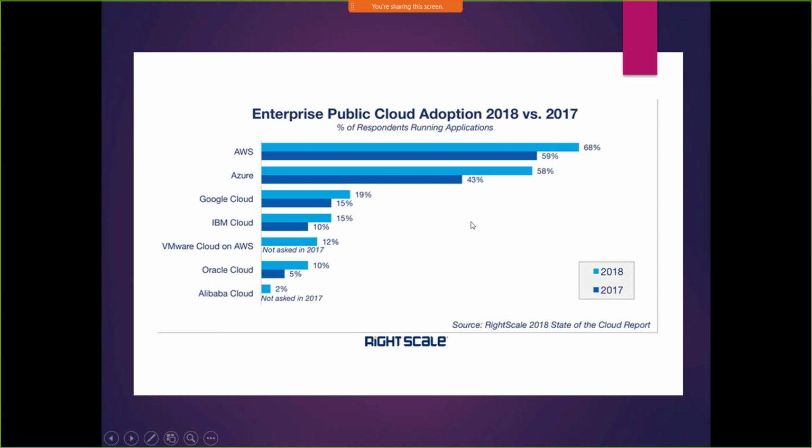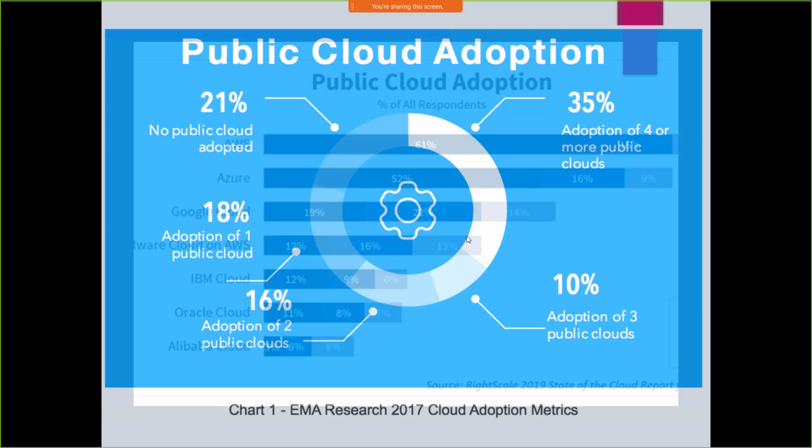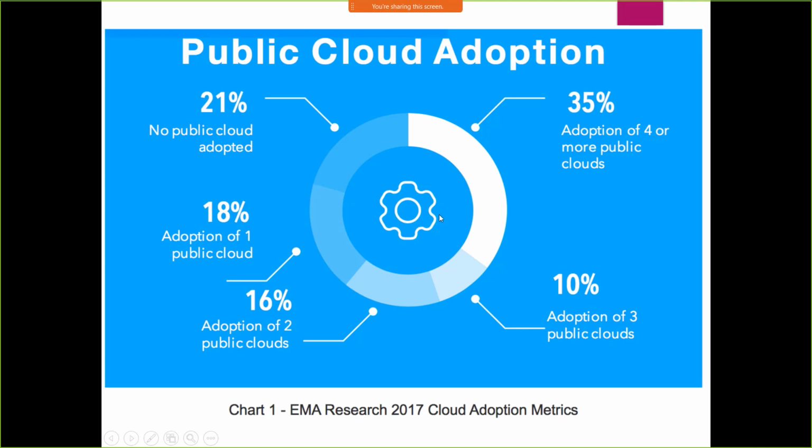So this is enterprise public cloud adoption in 2018 versus 2017. AWS was mostly adopted, then Azure, then Google Cloud, and then other clouds. Then in 2019, AWS is still the leader, but Azure is really catching up with AWS, and Google Cloud is still trying to go ahead. The other clouds are still way back. So public cloud adoption: 21% of the companies haven't adopted any public cloud. This is 2017, but now it's a bit different.